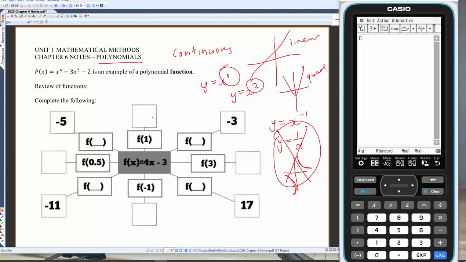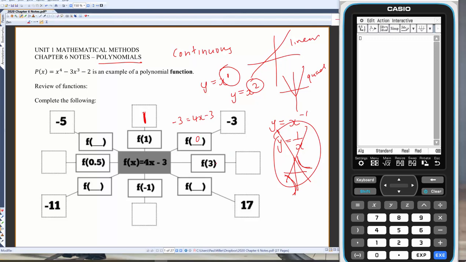Let's just review some function notation. F of 1, where this is the function, says basically slot 1 into the function and tell me what you get. So it's 4 times 1 is 4. 4 take 3 is 1. So f of 1 is simply 1. This one says, what value would I drop into the function to get negative 3 out of it? So that's just like saying negative 3 is equal to f of x and solve. Add 3 to both sides, divide by 4. It would be dropping 0 into the function.